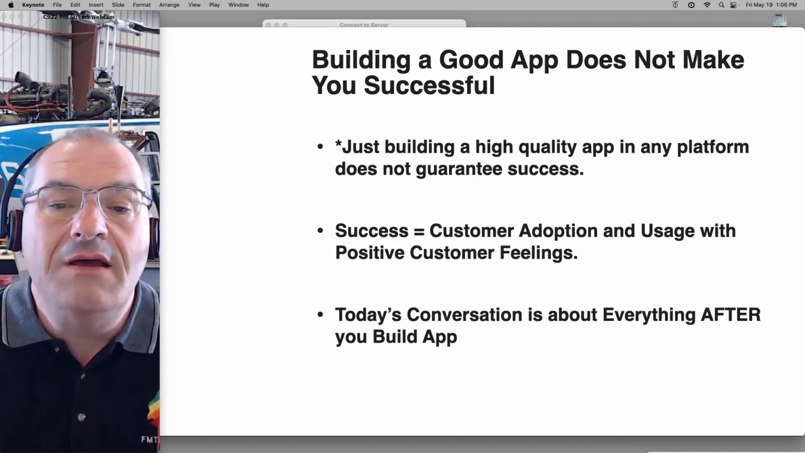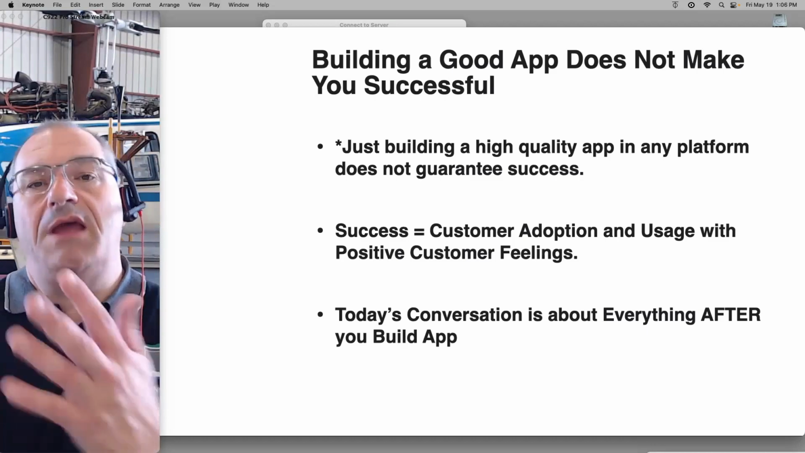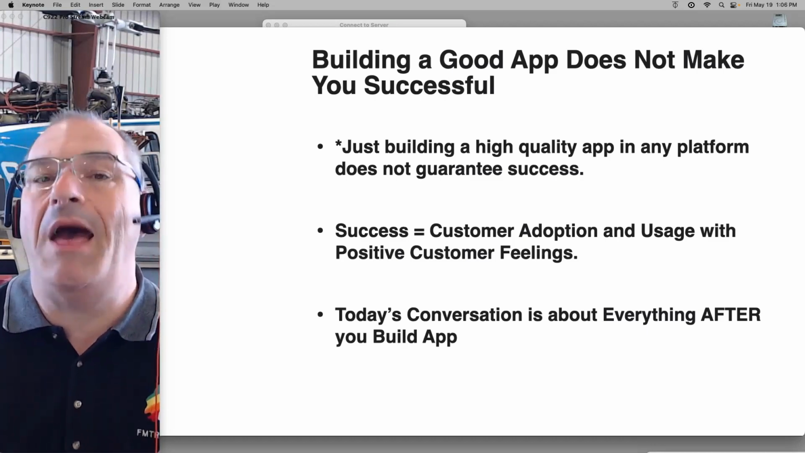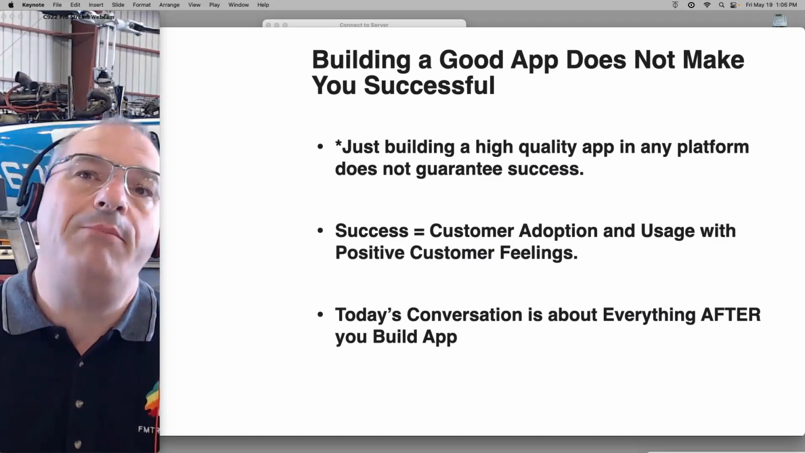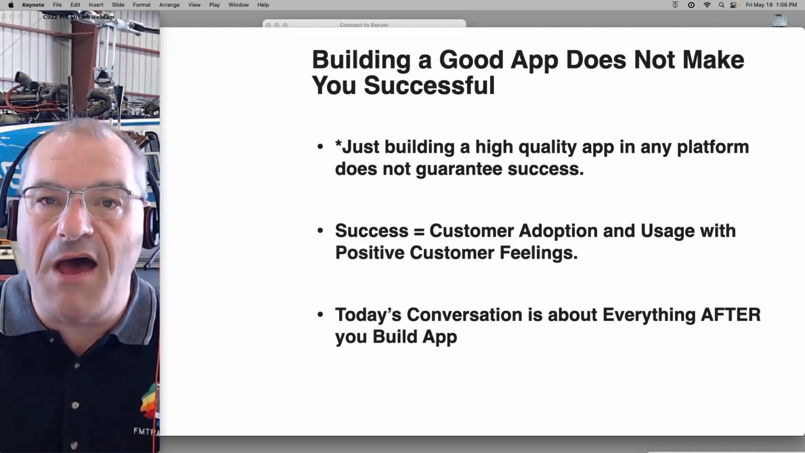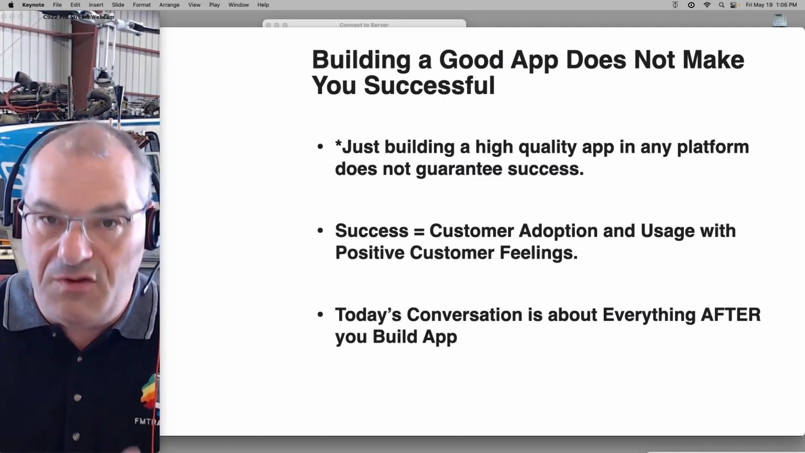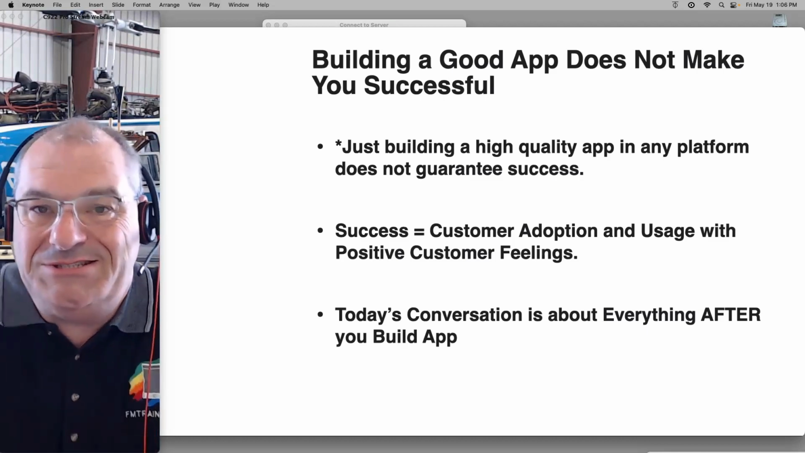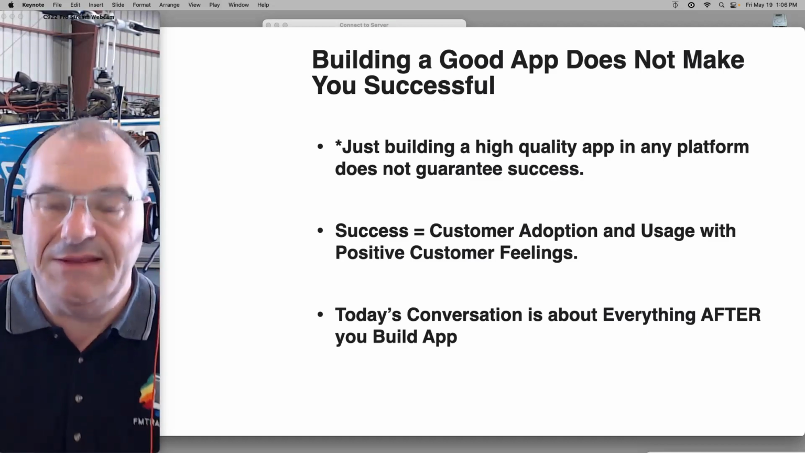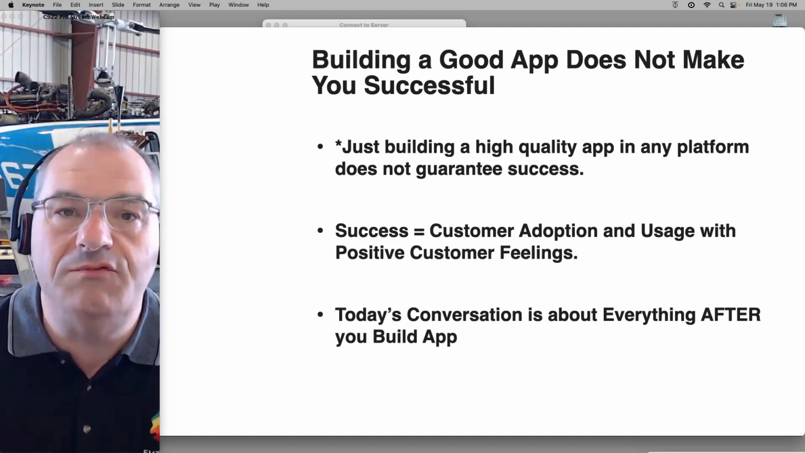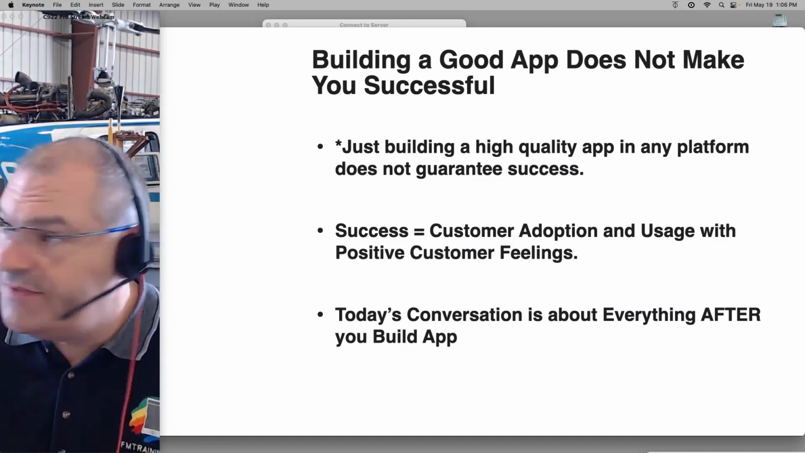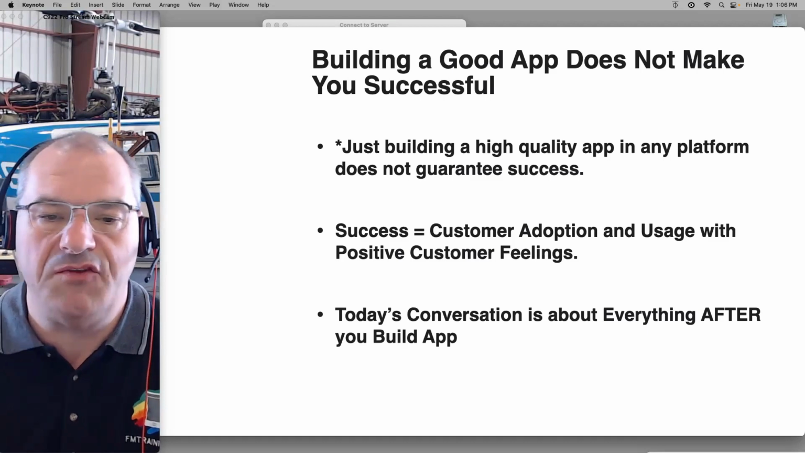Success is having a customer adopt it and use it, and not only use it, but they're happy to use it, right? If they're happy to use it, that means the managers feel they got value for their investment. The workers are feeling like their jobs are easier and more satisfying and less crappy, and not stuck in the minutia of doing paperwork. That's what today's situation is about here, and we'll talk about that as we go.